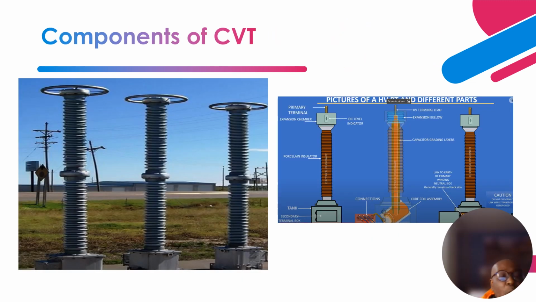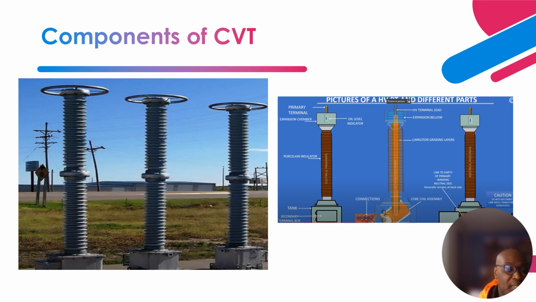Now let's talk about the components of capacitive voltage transformers. They say that pictures are worth more than 1,000 words. So if you put 1,000 words together, all you need is just a picture, and you don't need 1,000 words to describe whatever you're trying to describe. So this is the capacitive voltage transformer. This is how it looks, and they are connected in single phase, right?